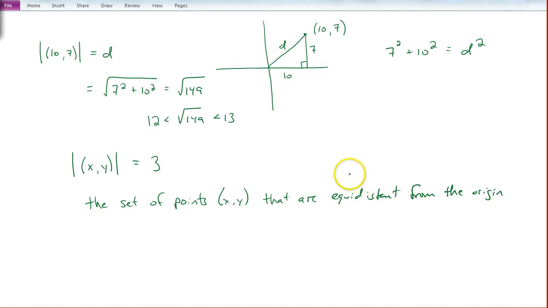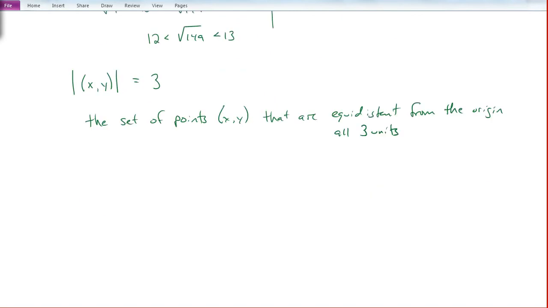And not just equidistant, but always, you could say, all 3 units from the origin. So if we have a set of points x comma y that are equidistant from the origin, or all 3 units from the origin, what have I just described?